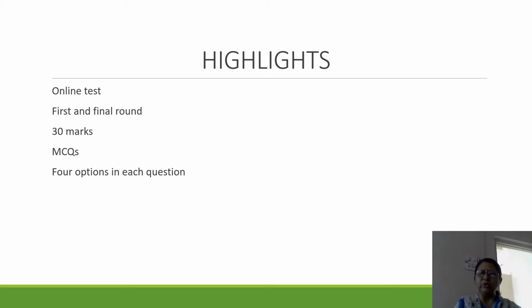Each MCQ will have 4 options. You will have to read these 4 options and click on the right one. So this is the only round which is going to be conducted, and the winners will be decided on your performance in this round.